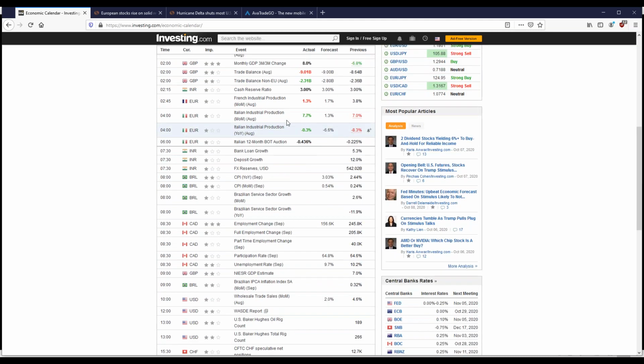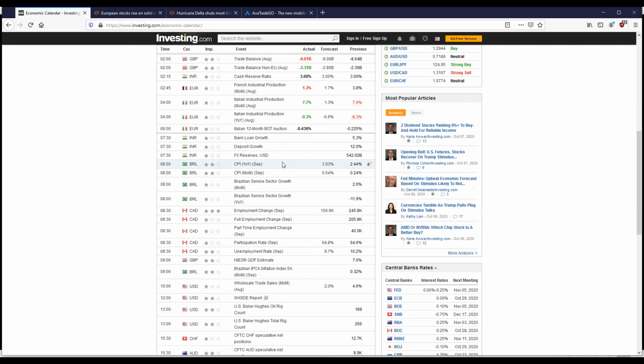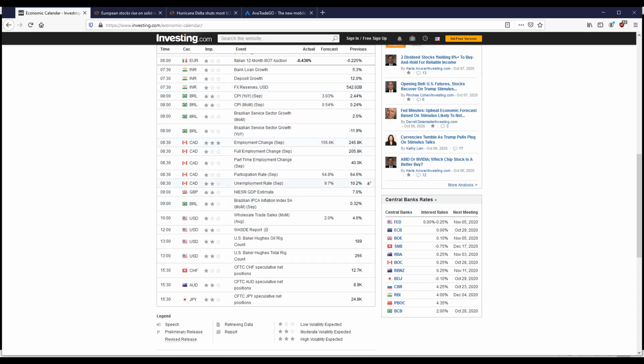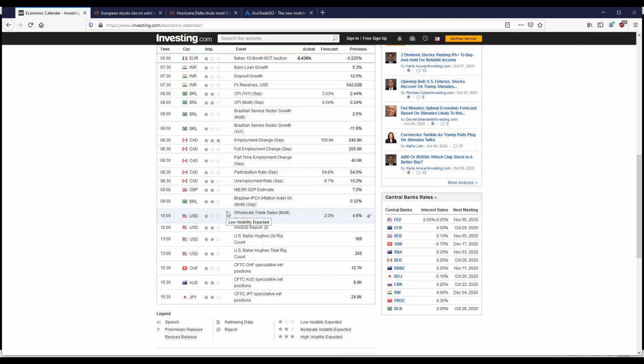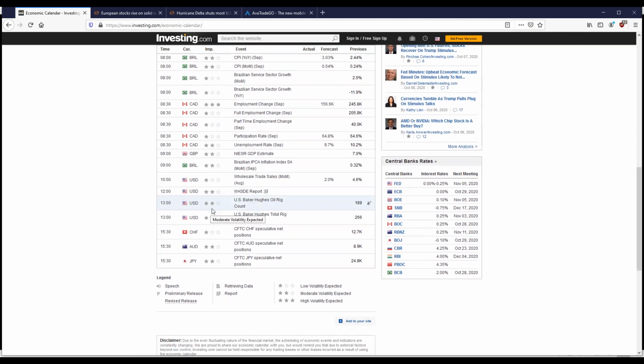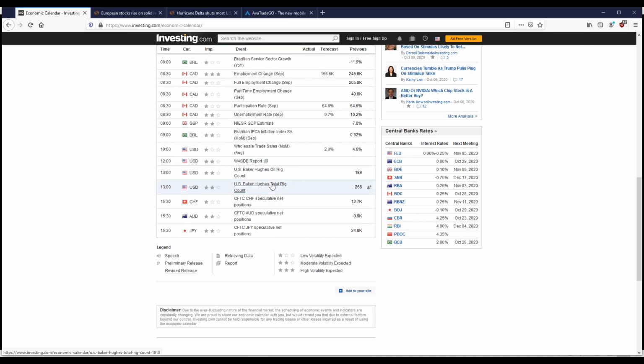Out of the US, there haven't been any economic announcements yet. Later today, you'll have some major announcements out of Canada. So look for huge movement on the Canadian dollar as these numbers come through today. The employment change being the biggest announcement, and the unemployment rate. And then later out of the US, we've got the oil rig count.